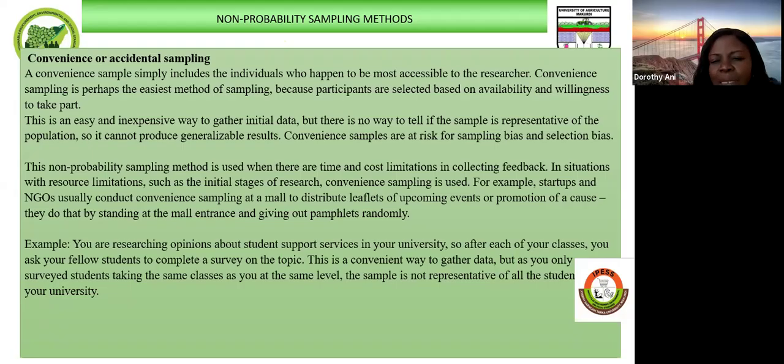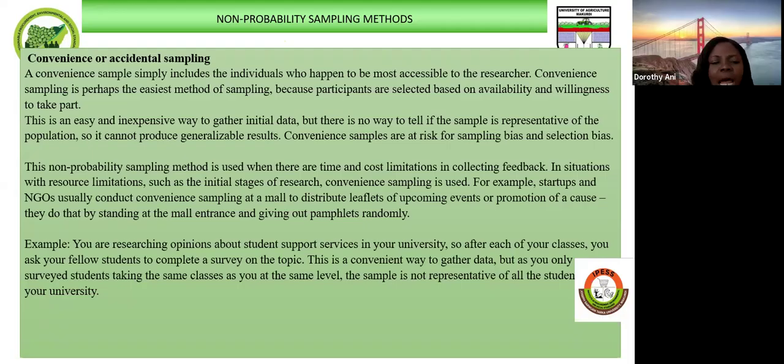Convenience samples are at risk of sampling bias and selection bias. So when you do sampling by convenience, you should bear in mind that you should not generalize anyhow, because the sample you took may not be a true representative of the population. This non-probability sampling method is used when there are time and cost limitations in collecting feedback. In situations with resource limitations, such as the initial stages of research, convenience sampling is used.